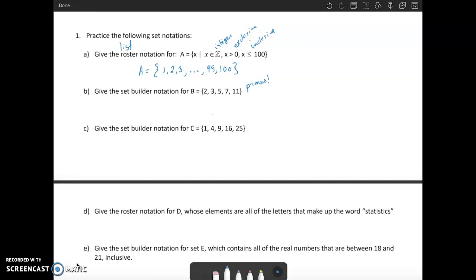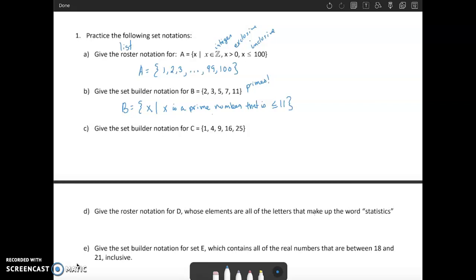So I might write this as B is the set of x's such that, and then I have to describe these. So maybe I say x is a prime number, and then I need to describe that. So it's not all the prime numbers, right? There's a top to this. So it's a prime number. I could either say less than or equal to 11, maybe. So I could say that.